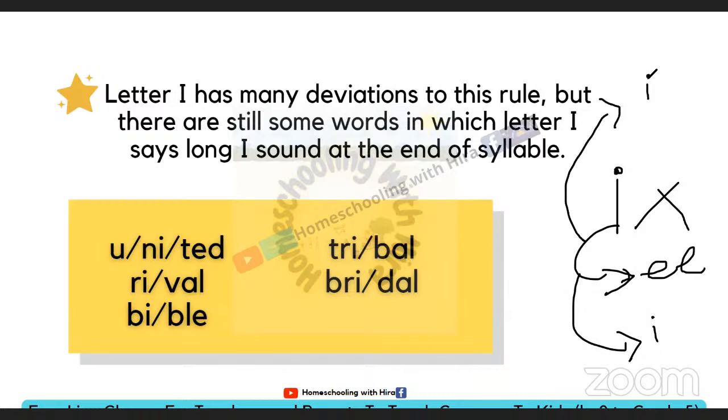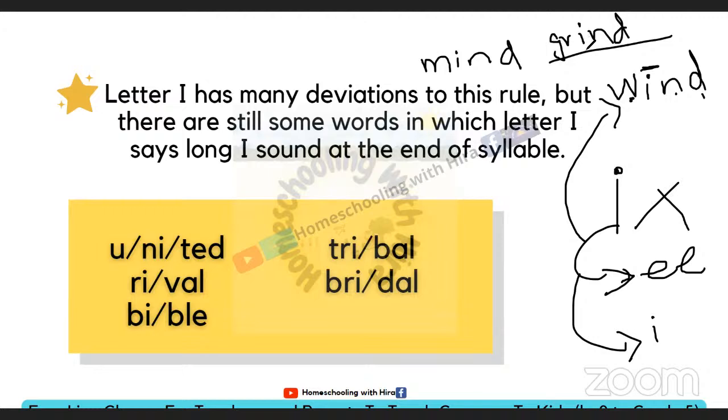say long I. For example, if I say the word wind, W-I-N-D, the sound is long I, but this is a closed syllable. Why is I saying its long sound? It should say its short sound, but it's saying the long one. ठीक है? Mind, M-I-N-D, mind; G-R-I-N-D, grind. Acha, same pattern. Why is it happening? If letter I is followed by two consonants, it may say its long sound. This is another rule.